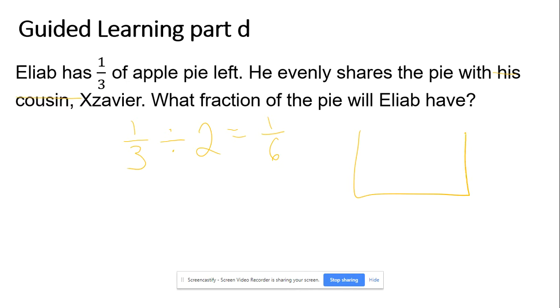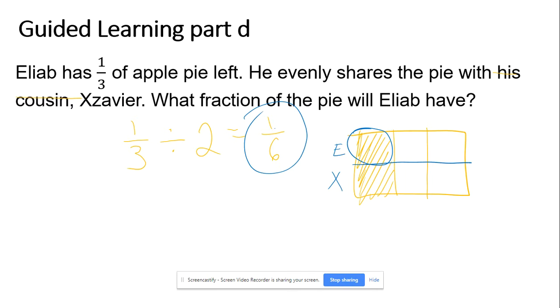Let's see if that works if we were to draw the picture. So here we have thirds. We're going to shade 1/3 of it. And now let's see, we'll use blue. We're going to cut this between 2 people, one for Eliab, one for Xavier. So that means Eliab is getting 1 portion out of 1, 2, 3, 4, 5, 6 parts. So Eliab is getting 1/6 of the entire pie. So our trick does work. Let's try one more together.